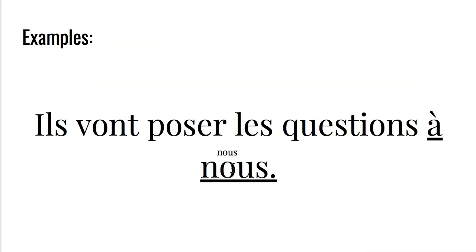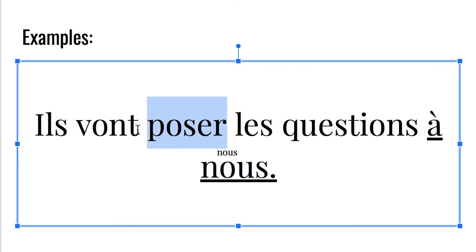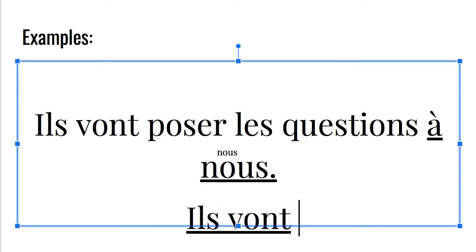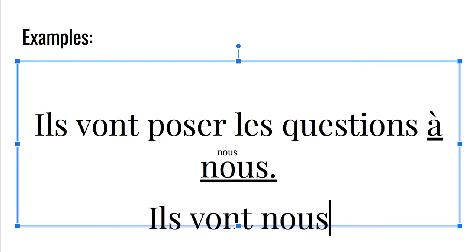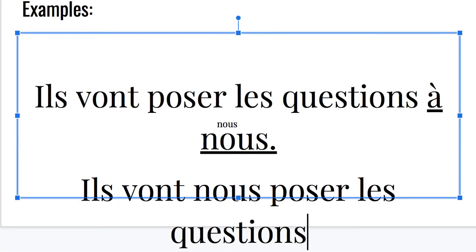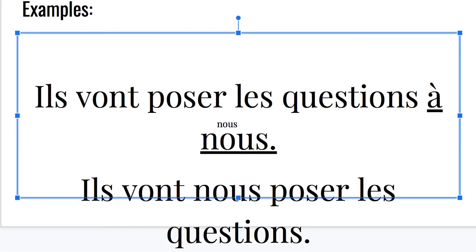Okay, so then I have to decide where I'm going to put it. So I just simply start working backwards. Questions is not a verb. Les is not a verb. Oh, wait, poser is a verb, okay? And vont is a verb. So my rule is that it goes before my closest verb. So I am going to be placing nous right here between vont and poser. So when I rewrite this sentence, ils vont, let's underline that. Ils vont nous poser les questions. So that is going to be my rewritten sentence using an indirect object pronoun.